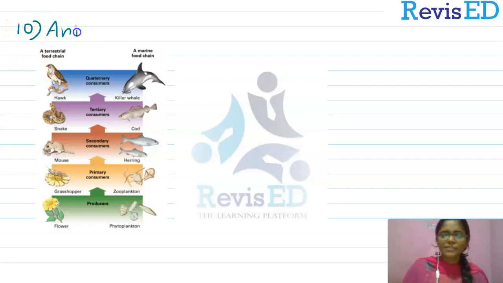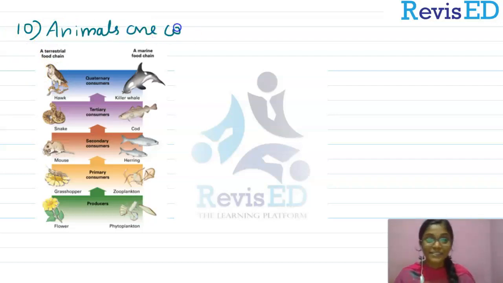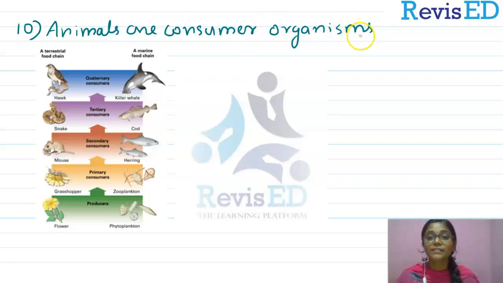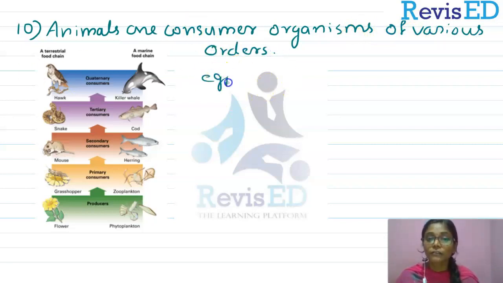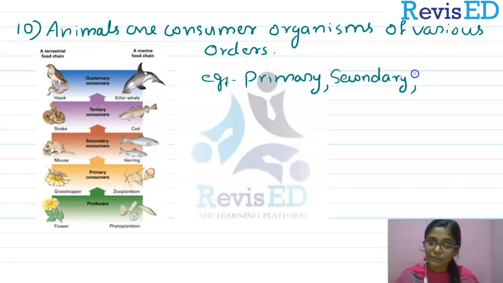And the final point is here. What is that? Animals are consumers. Where? In the food chain, right? Yeah, animals are consumer organisms of various orders. Like they can be primary consumers, they can be secondary consumers, or they can be tertiary consumers.